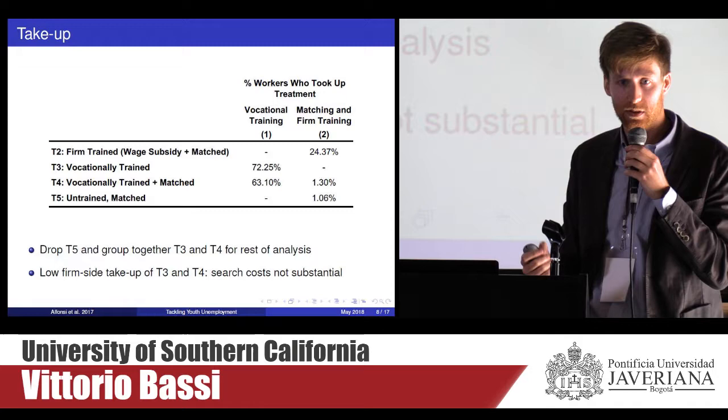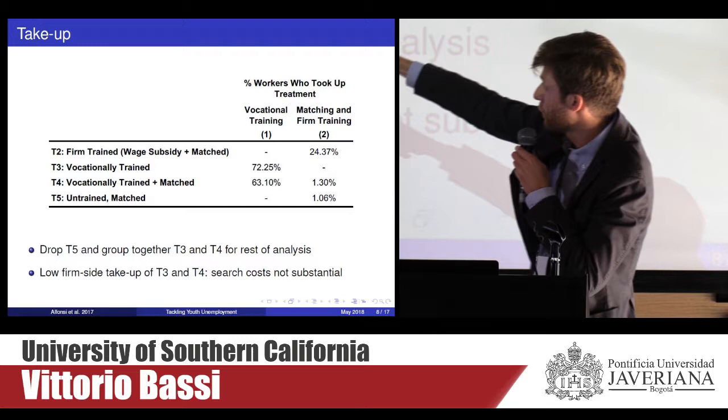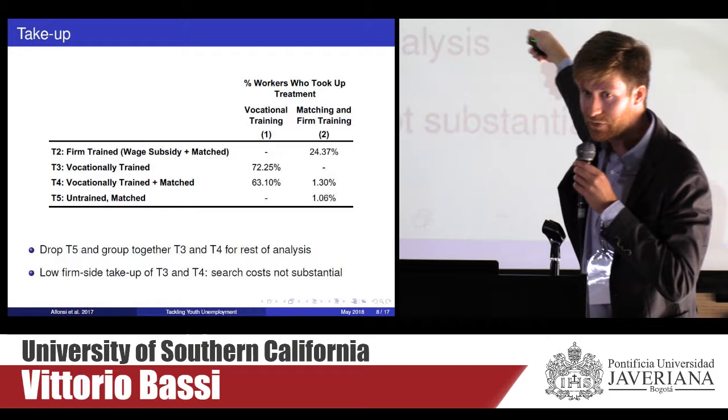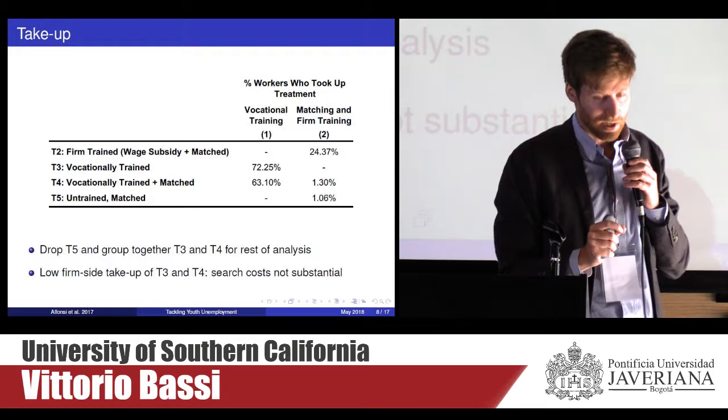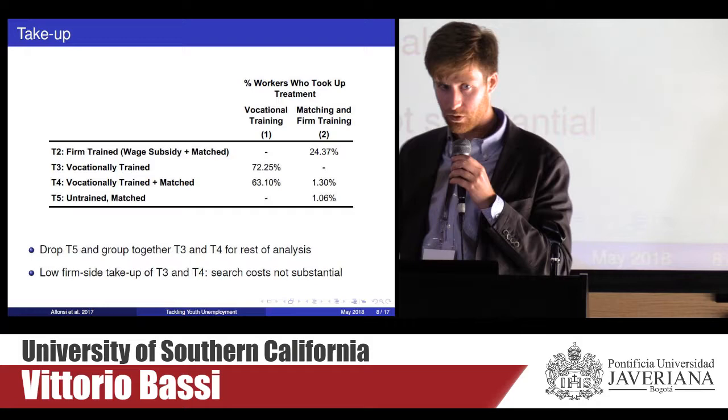Now, what we're going to do for the rest of the analysis, we're going to pool T3 and T4 for power, since extremely few of the workers are actually hired here, and we're actually going to drop T5 from the analysis because there is evidence from the job search literature that even these very light touch interventions, where you may be provided the opportunity to meet a firm, may change the expectations and potentially the search behavior of workers. And so we're looking at this group of workers separately in a different study.